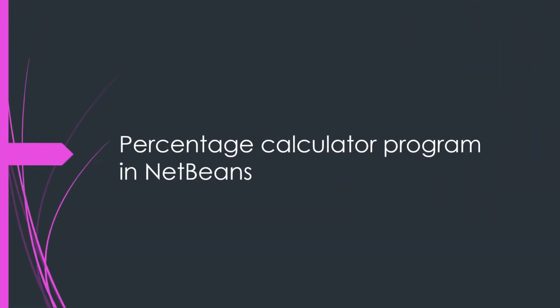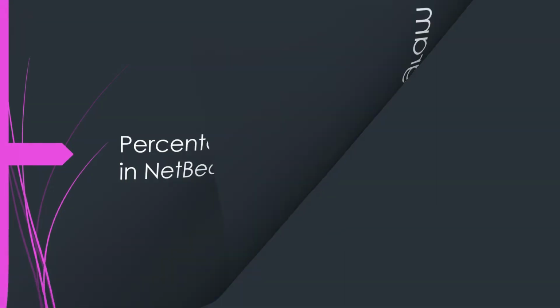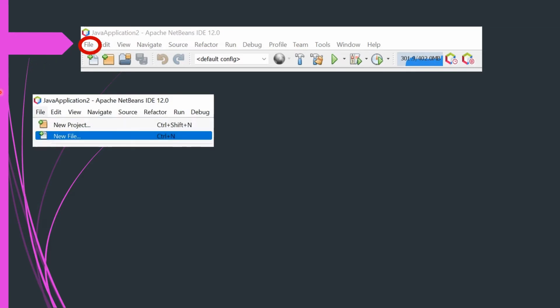Now let us make this percentage calculator program in NetBeans. For making the program, first of all, you will go to the menu bar, then you will select the file option. After clicking on the file option, you will select the option new file, or alternatively, you can also go to the toolbar and click this tool to create a new file.